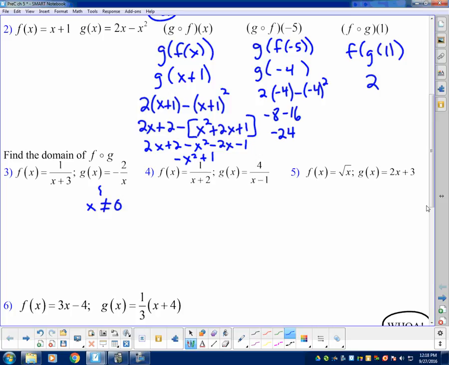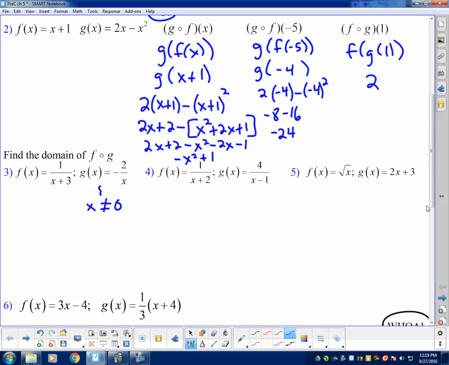Remember, we've only talked about two restrictions. No 0 in the denominator of a rational function, and anything under a radical must be greater than or equal to 0. Those are the only two restrictions we've talked about so far. In this unit, we're going to add another restriction associated with logarithmic functions. So we'll have a third one, but we only have two so far.